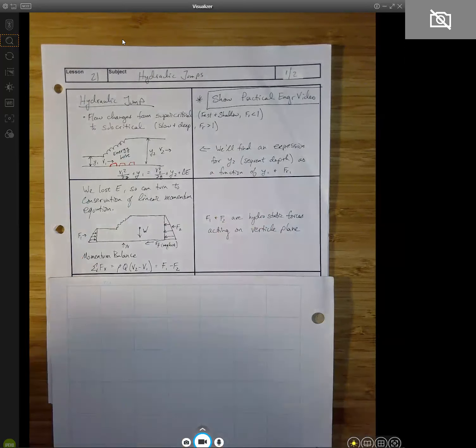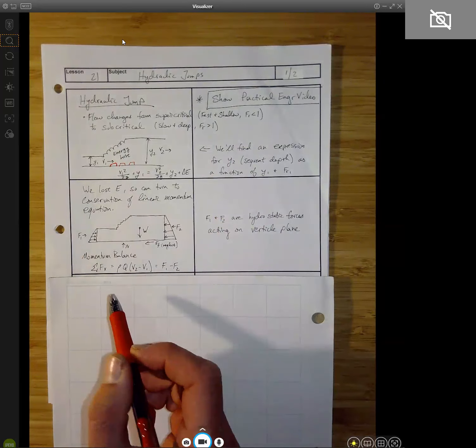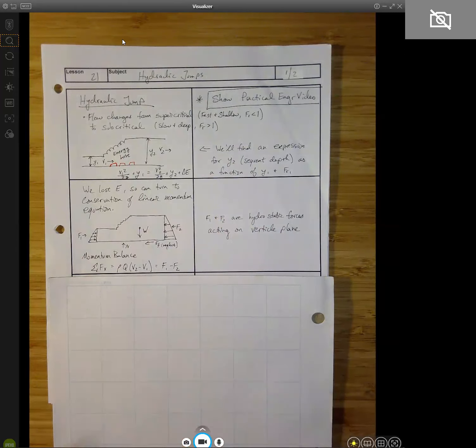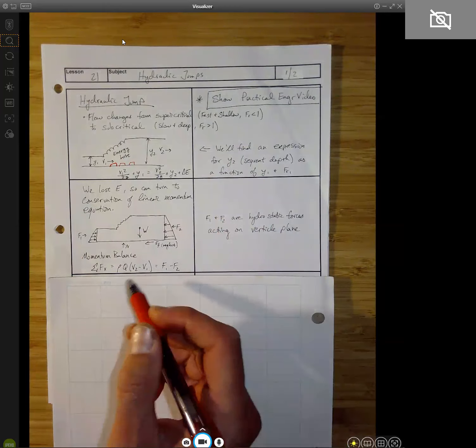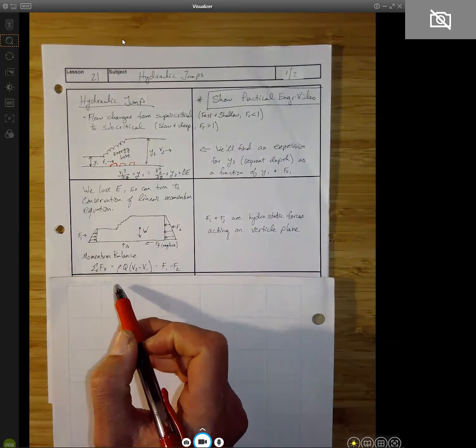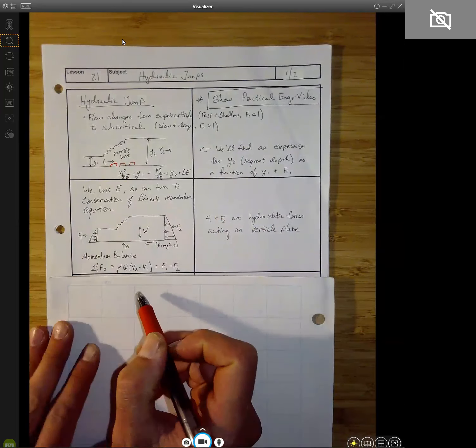And because we lost energy, we don't lose momentum though. And so we can look at the conservation of momentum. Momentum is conserved. And the conservation of momentum equation then can help us, the second law of motion can help us then calculate this sequent depth.